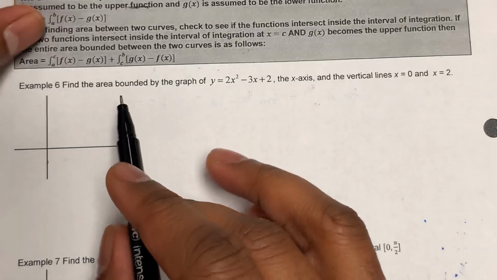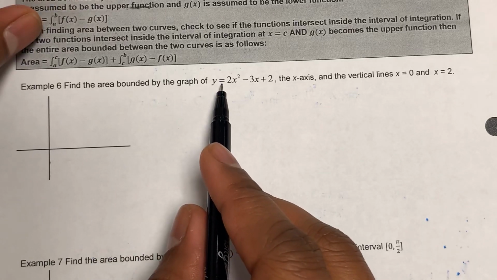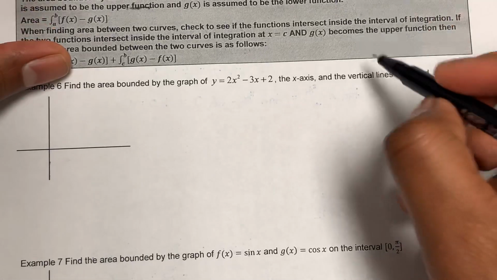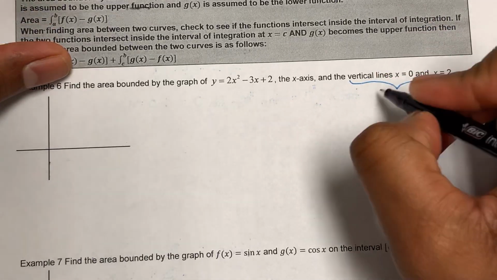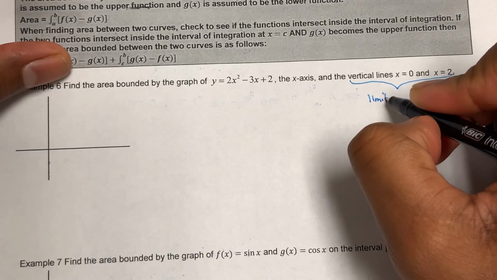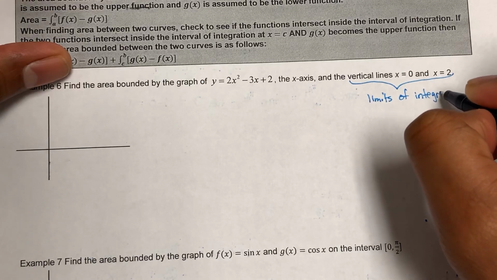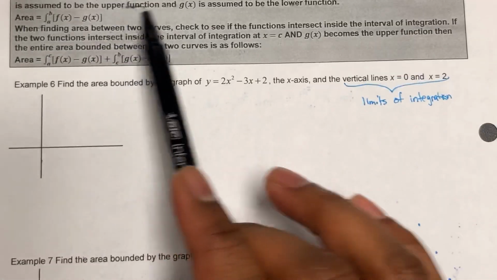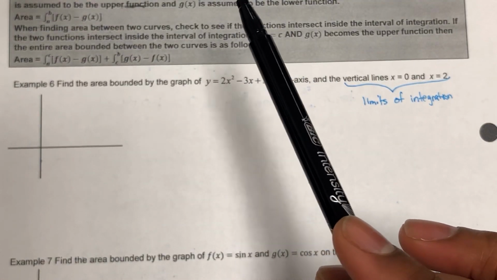Alright, so guys, the second portion of the video is covering area bounded by a graph, in this case the x-axis, and two vertical lines. The vertical lines are our limits of integration. They give us boundaries. So when you have area bounded between two curves, a couple of things can happen.